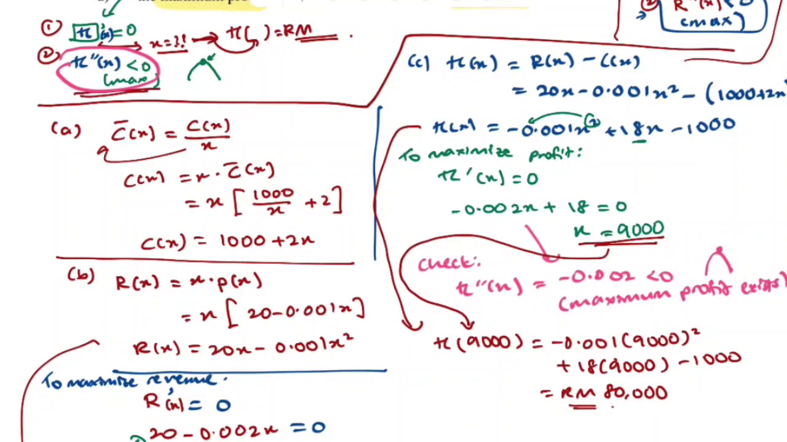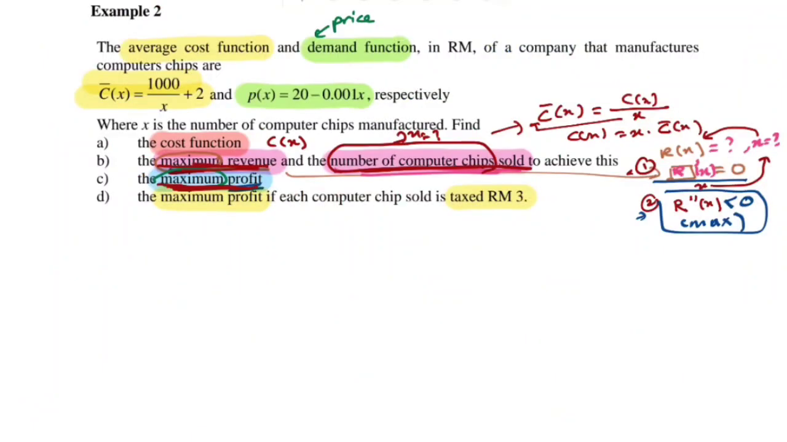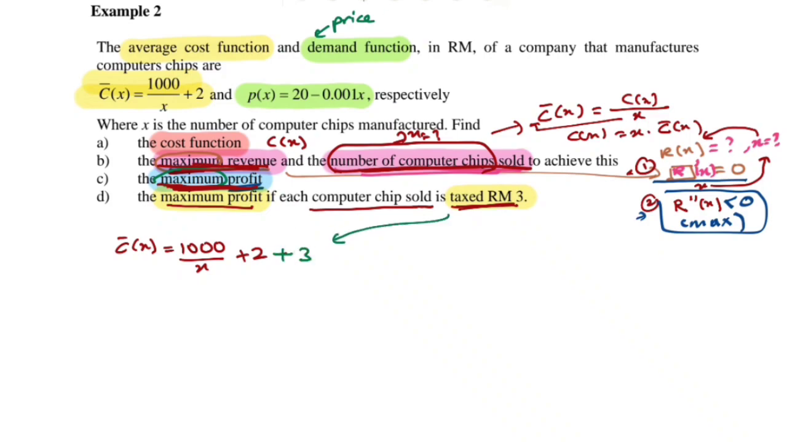Units are very important. Now, the next question wants us to find the maximum profit if each computer chip sold is taxed 3 ringgit. Each computer chip sold. So it's like our average cost. Average cost means that it is the cost incurred for each computer chip. So if each computer chip is being taxed 3 ringgit, this means our average cost function has been increased by 3 ringgit. Remember, because average cost function is the cost per unit.